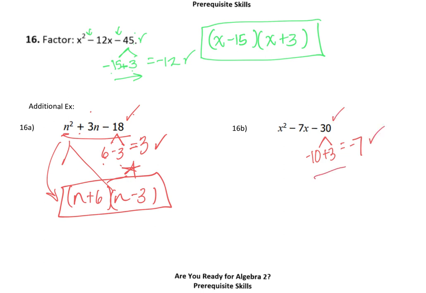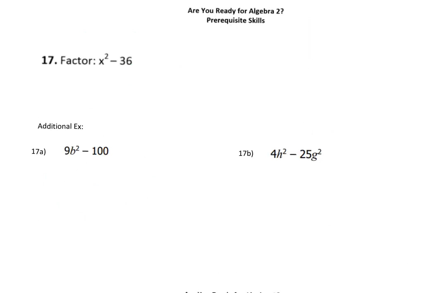They add across to negative 7. So these two numbers are the winning two numbers. They're the only ones that fit the puzzle both directions. So we're going to write this as x minus 10, x plus 3. Ta-da! All right, our next type of factoring is called factoring by applying difference of squares.